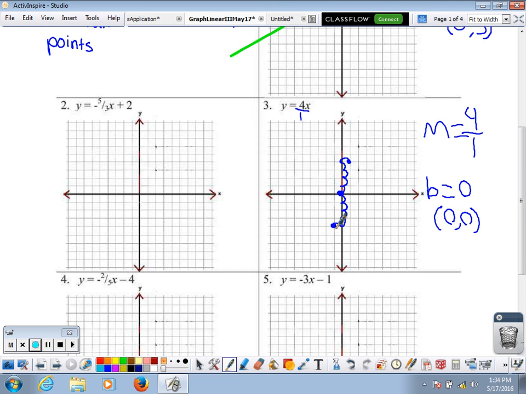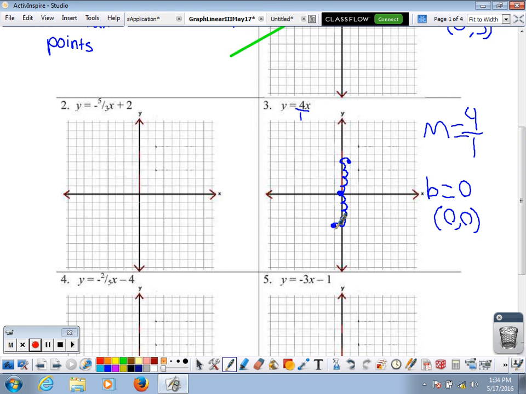Okay, now talk us through what you did there. Well, m equals 4 over 1, so you rise 4 and go over 1. From where, though? From 0, because there's no y-intercept, well, no b. Very good. There's no b, so the y-intercept is 0. So that gives us the ordered pair (0, 0). So we plot (0, 0), then what?